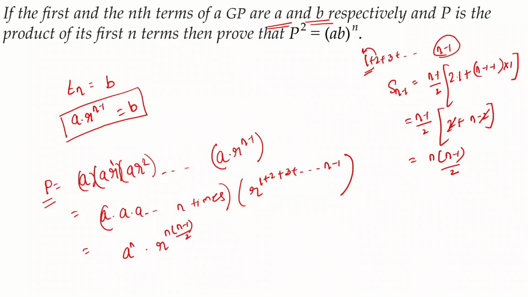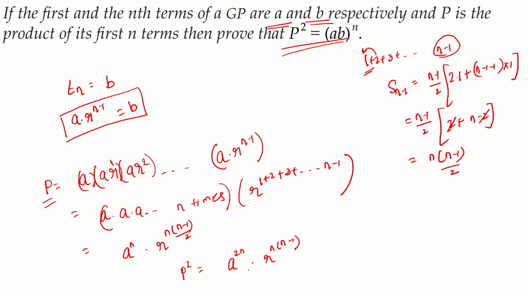Now they are saying that we have to prove that p square is equal to this thing. So let's square both sides first of all and see what we get. So p square is equal to a to the power of 2n times r to the power of n into n minus 1. What I did, I just multiplied 2 to each of these powers. That's how it works, right? So p square is equal to this.